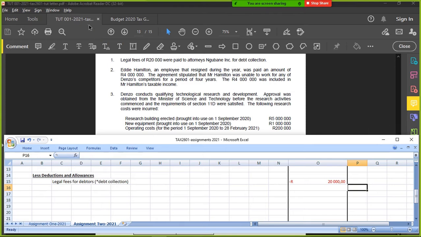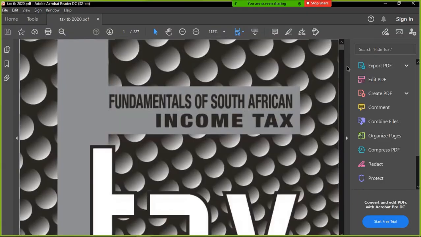I've got the notes open actually. Where is it? Let me just find it here. Oh, not the notes. I've got the textbook open. Actually, it's fine. I'll use the textbook.